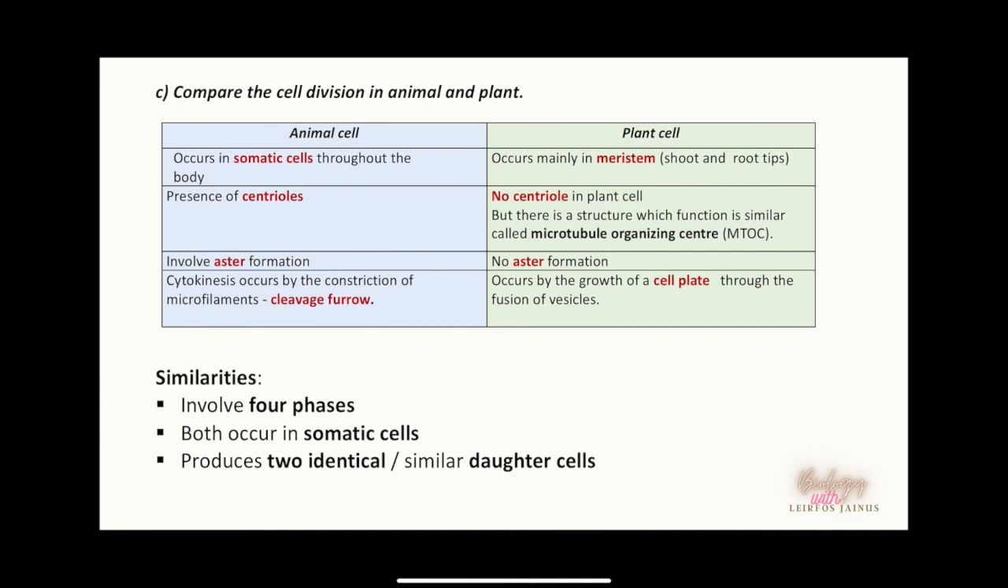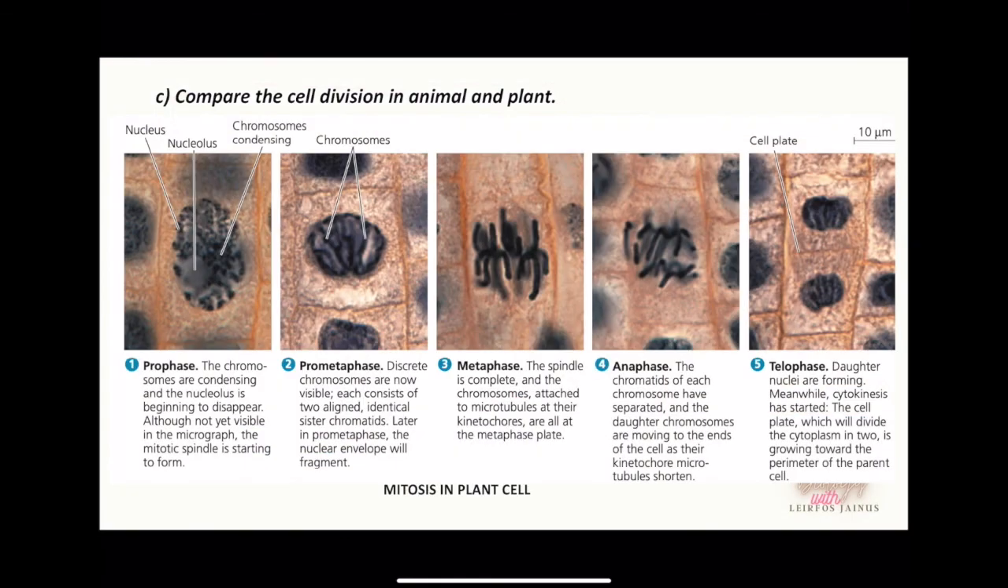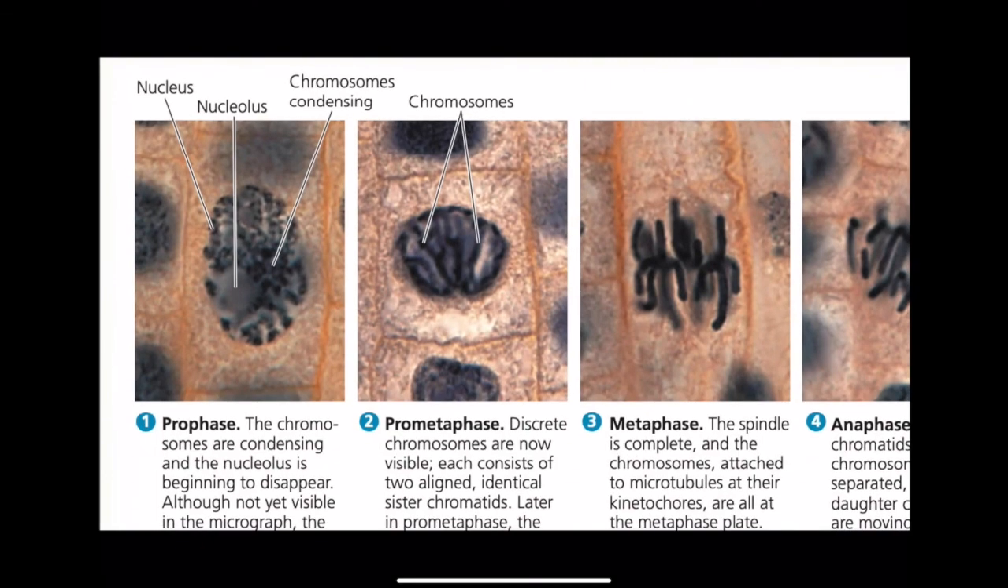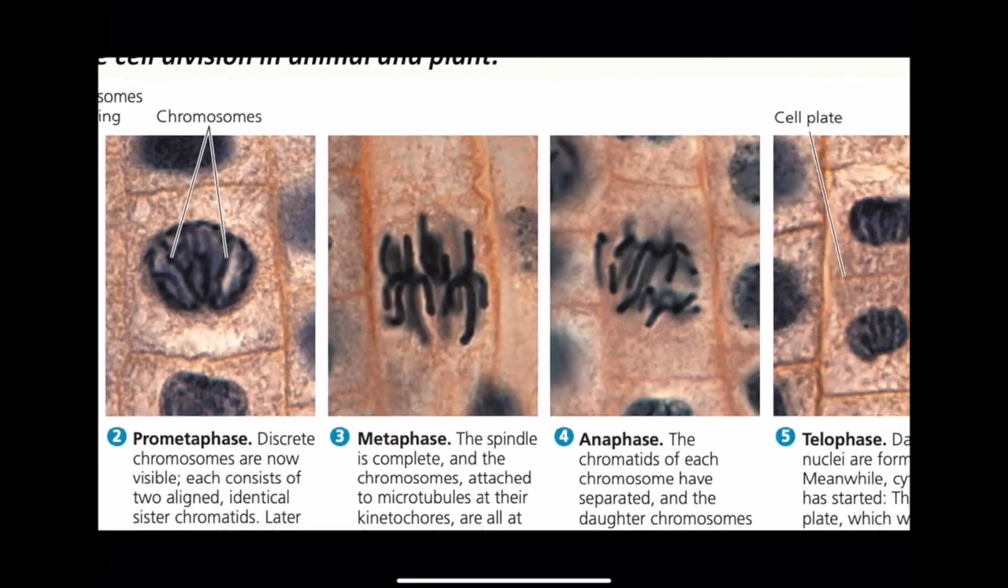The similarities of cell division in animal and plant cells: both involve four phases, consisting of prophase, metaphase, anaphase, and telophase. Both occur in somatic cells, and both produce two identical or similar daughter cells. In plant cells, cell division involves no centriole, no aster, and there will be the presence of a cell wall and the formation of a cell plate during cytokinesis. This is an example of mitosis in plant cells that consists of prophase, prometaphase, metaphase, anaphase, and telophase.